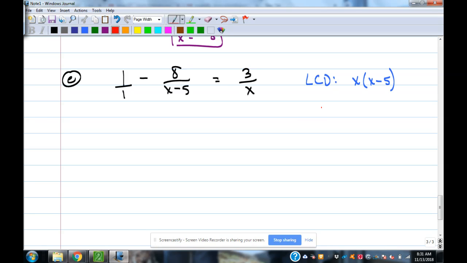Get our excluded values. Set each factor equal to 0. x minus 5 equals 0. We're doing that because that would tell us what numbers will give us division by 0, and that's the only number that we cannot divide by. Division by 0 is definitely an undefined operation. So we're setting each of those factors equal to 0. It's the easy part. That one's done.